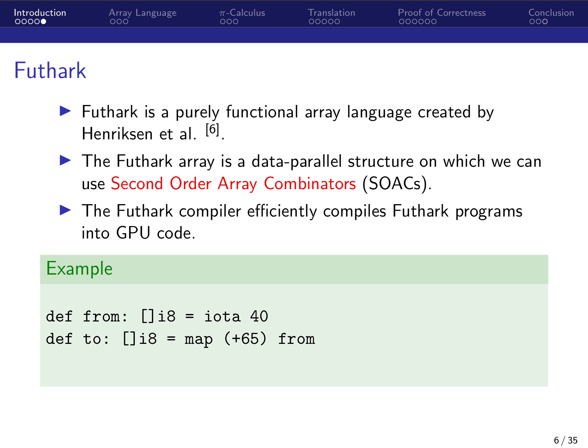What we have at the bottom of the slide is a tiny example of what you can write in Futhark. First, we define an array from. And from is the array that you get by applying the SOAC called iota. And iota gives you an array consisting of the integers from 1 up to 40. So that's the value of from. Now 2 has as its value what we get from mapping the function plus 65 to from. So this will give you the array containing 66, 67, all the way up to 105.